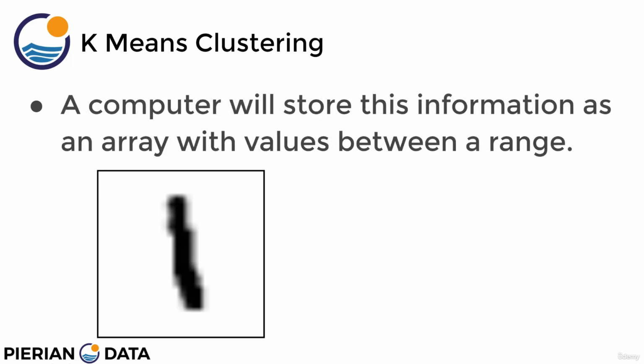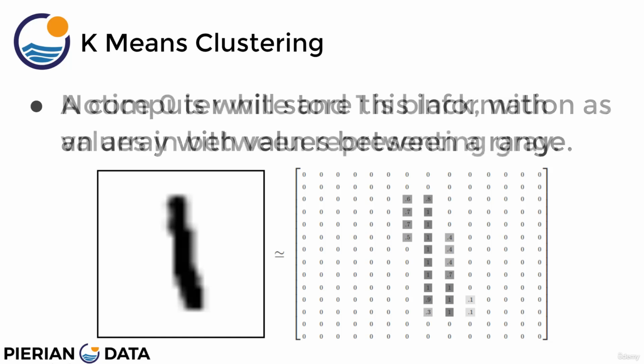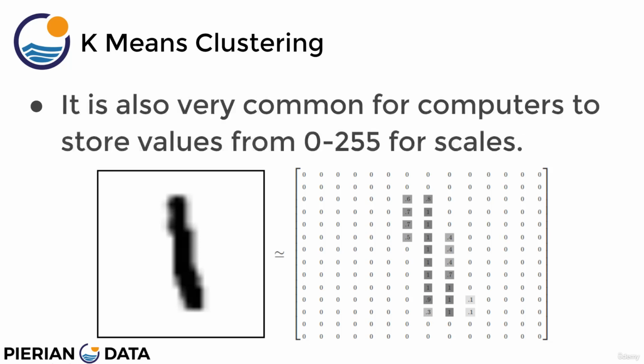And a computer is going to store this information as an array with values between a range. So for example, when you're seeing this pen stroke image, what's actually being stored on the computer is a two-dimensional array. And you'll notice 0 corresponds to white and 1 corresponds to black, with values in between representing some sort of gray. It's also very common for computers to store these values from 0 to 255 for scales. So even though we're talking about things going from 0 to 1, for this particular example, it's really common to see it go from 0 to 255.